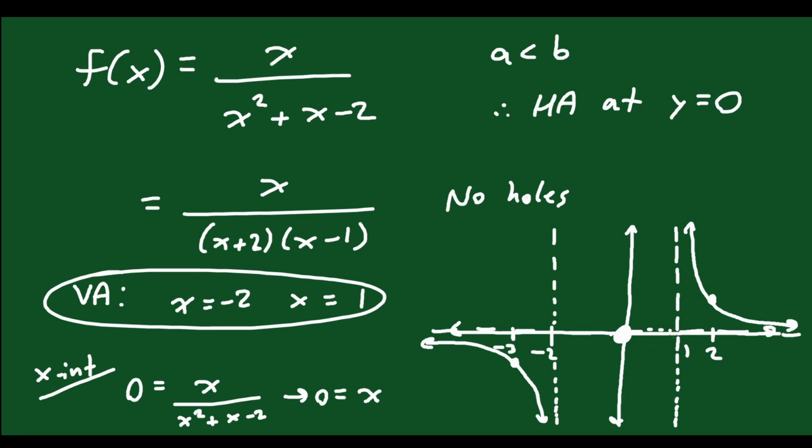So what's going to happen? Well, you can do a test point here between 0 and 1, and a test point here between -2 and 0, right? Just to see what's happening. If you plug in -1 into your function, you're going to get a positive answer. And if you plug in a number between 0 and 1, like a half, you're going to get a negative answer. Okay? And what that tells you is that the graph is doing something like this, where you have a curve like that, and then a curve like this.